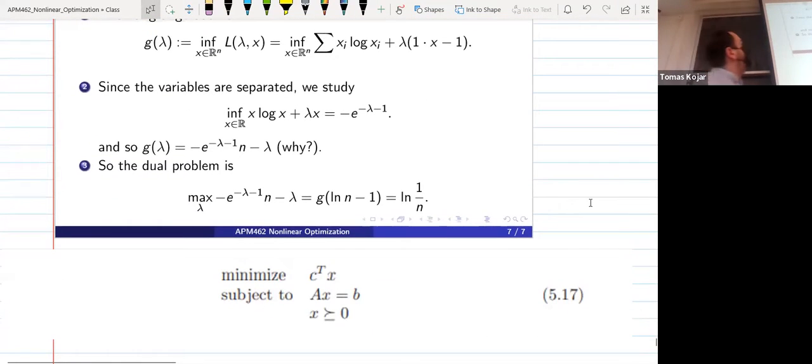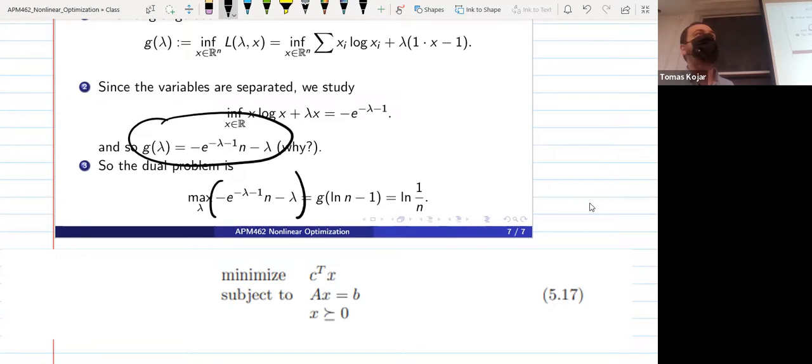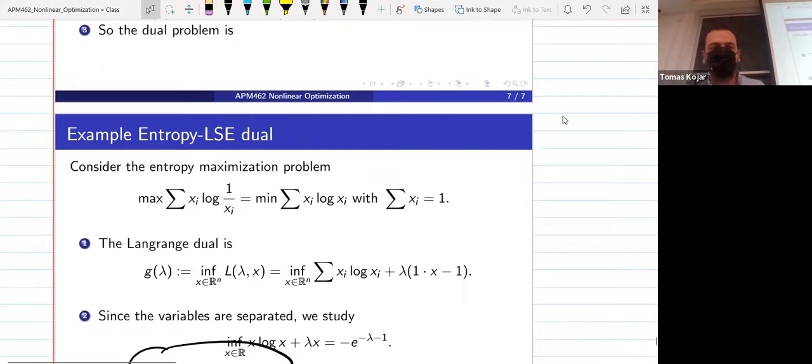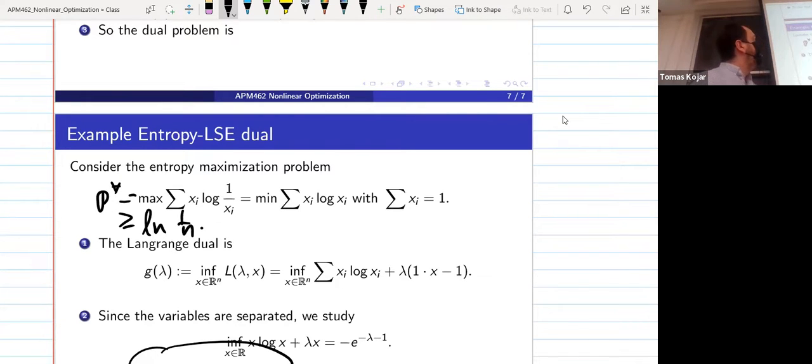So in other words, the dual problem, now that you found G(lambda), is again to find the maximum of this. But again, this is first year calculus, and I found it. So now this tells me that the maximum P star is lower bounded by log 1 over n, which is amazing. Just think about it. I found you a lower bound of this crazy looking problem.